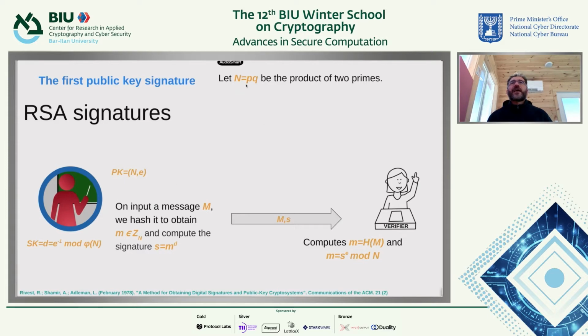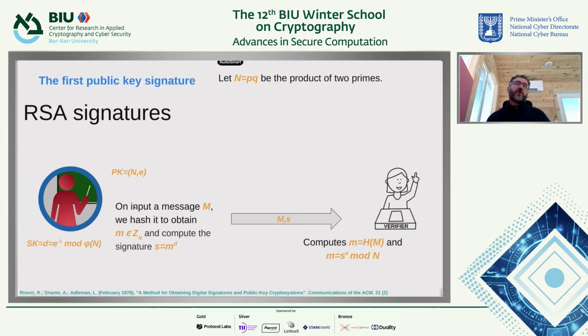In RSA, N is the product of two primes, P and Q. The public key is N and E, where E is a number which is relatively prime to phi of N. What is phi of N? Phi of N is the cardinality of the multiplicative group of elements modulo N, which is basically P minus 1 times Q minus 1.